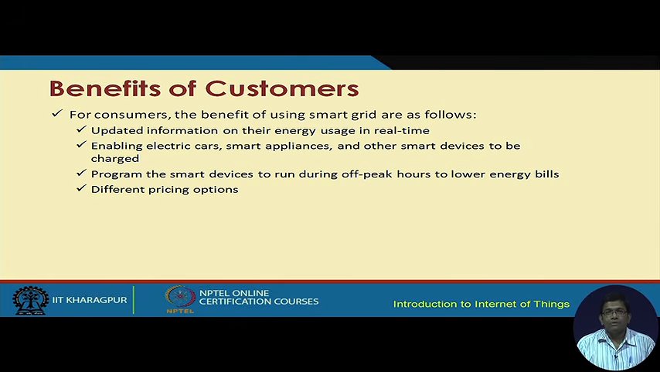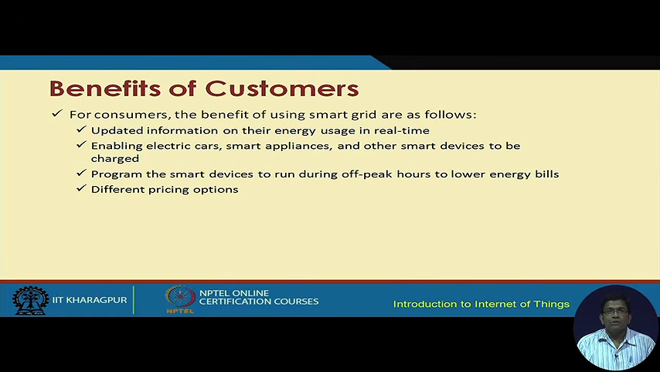Another thing is electric cars. So nowadays we are talking about plug-in electrical vehicles, hybrid electric vehicles and so on, PEVs, PHEVs and so on. These are possible to be used by the customers in the smart grid. Smart appliances, like we have smart air conditioners, smart refrigerators and so on, and different other smart devices. Everything is possible in the whole world of smart grid.